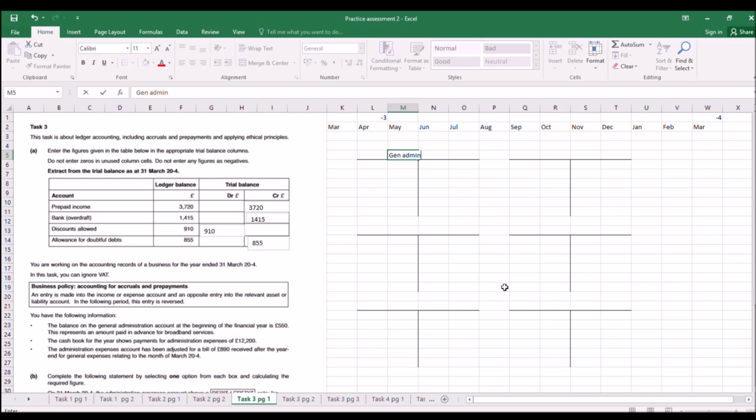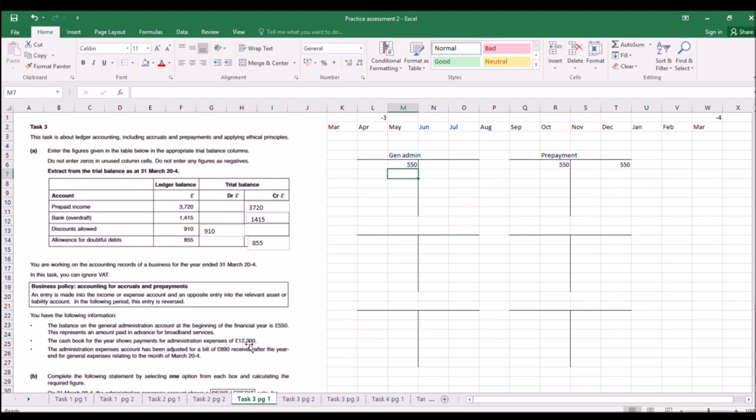The balance on the general administration account is 550, which represents a payment in advance. So we had a prepayment at the end of the previous year. Then what we did on the first day, we reversed it out. So we went credit prepayments 550, debit general admin 550, like that. So that's what happened here, and that's what this note is saying.